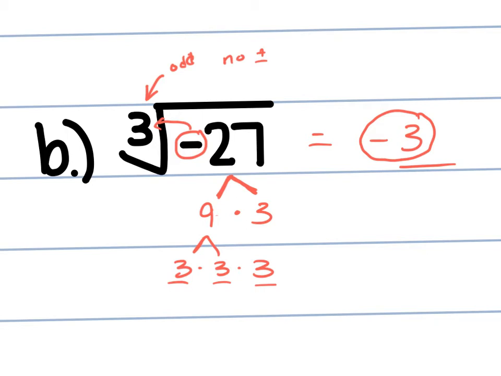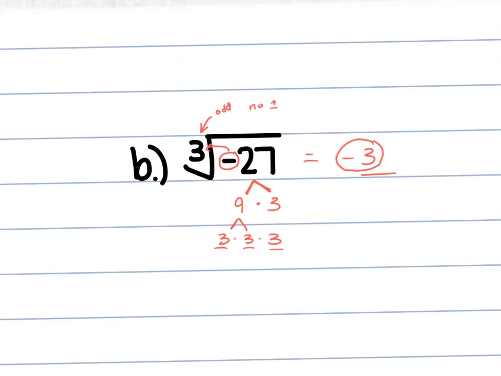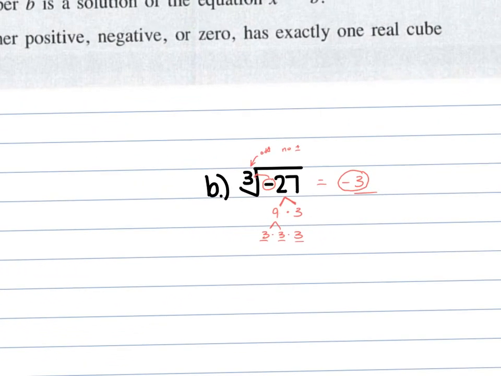On a cube root, though, if it's negative. Anytime that index is odd, and you have a negative number inside, the answer is always negative. It has to be. There's no way, because only negative numbers can produce negative numbers. Positive numbers, think about it. There's no positive numbers that if you only multiply positive numbers are going to end up being negative.